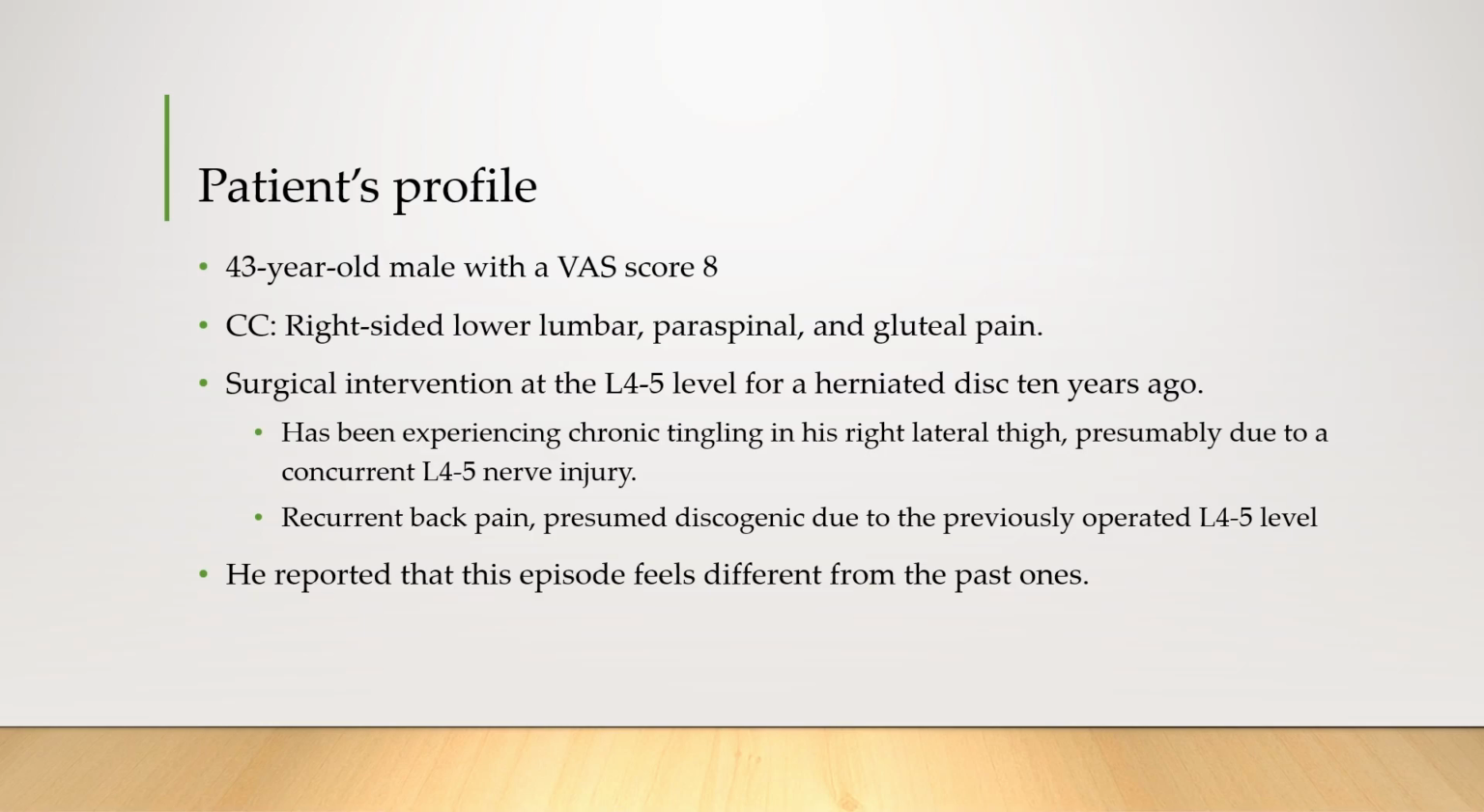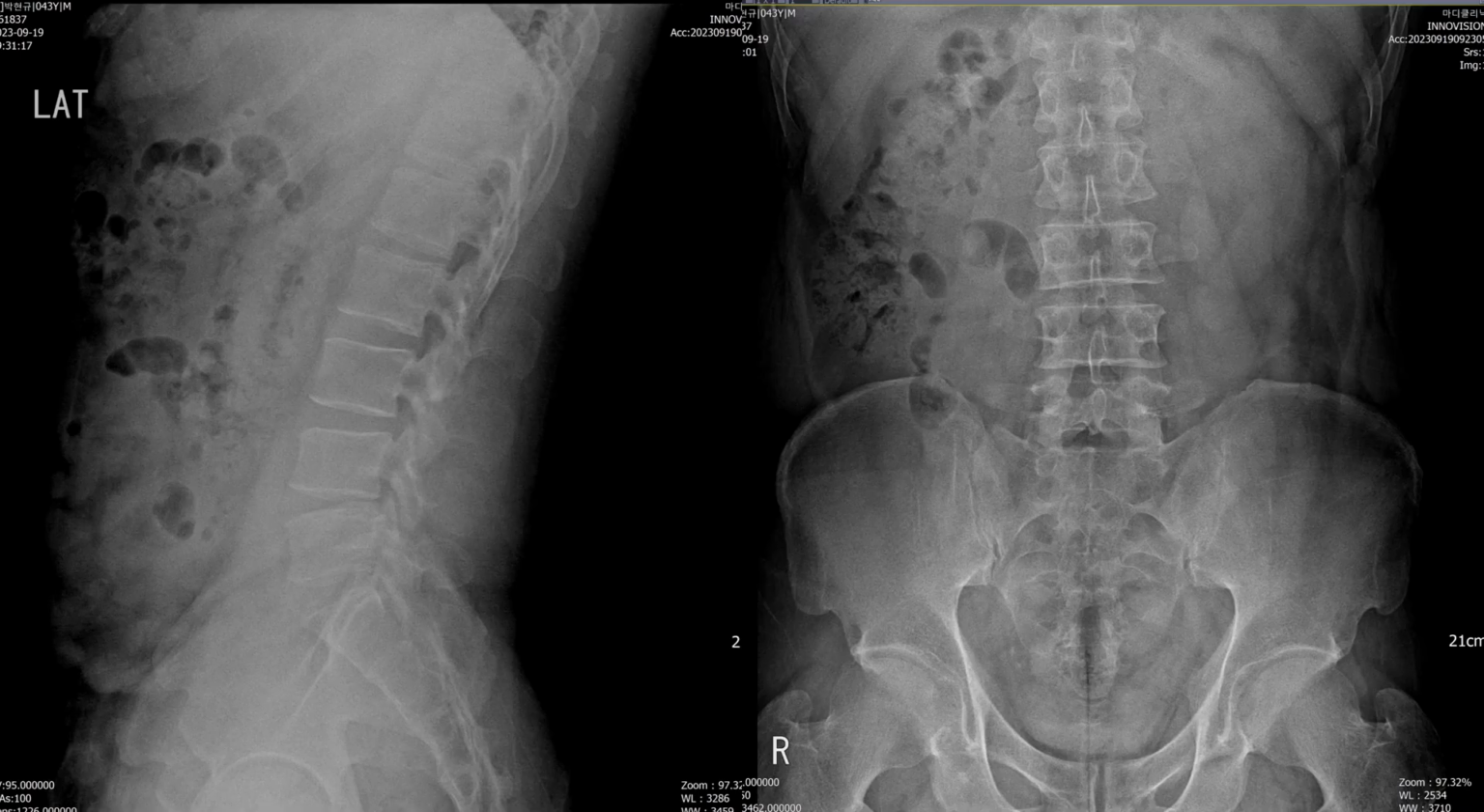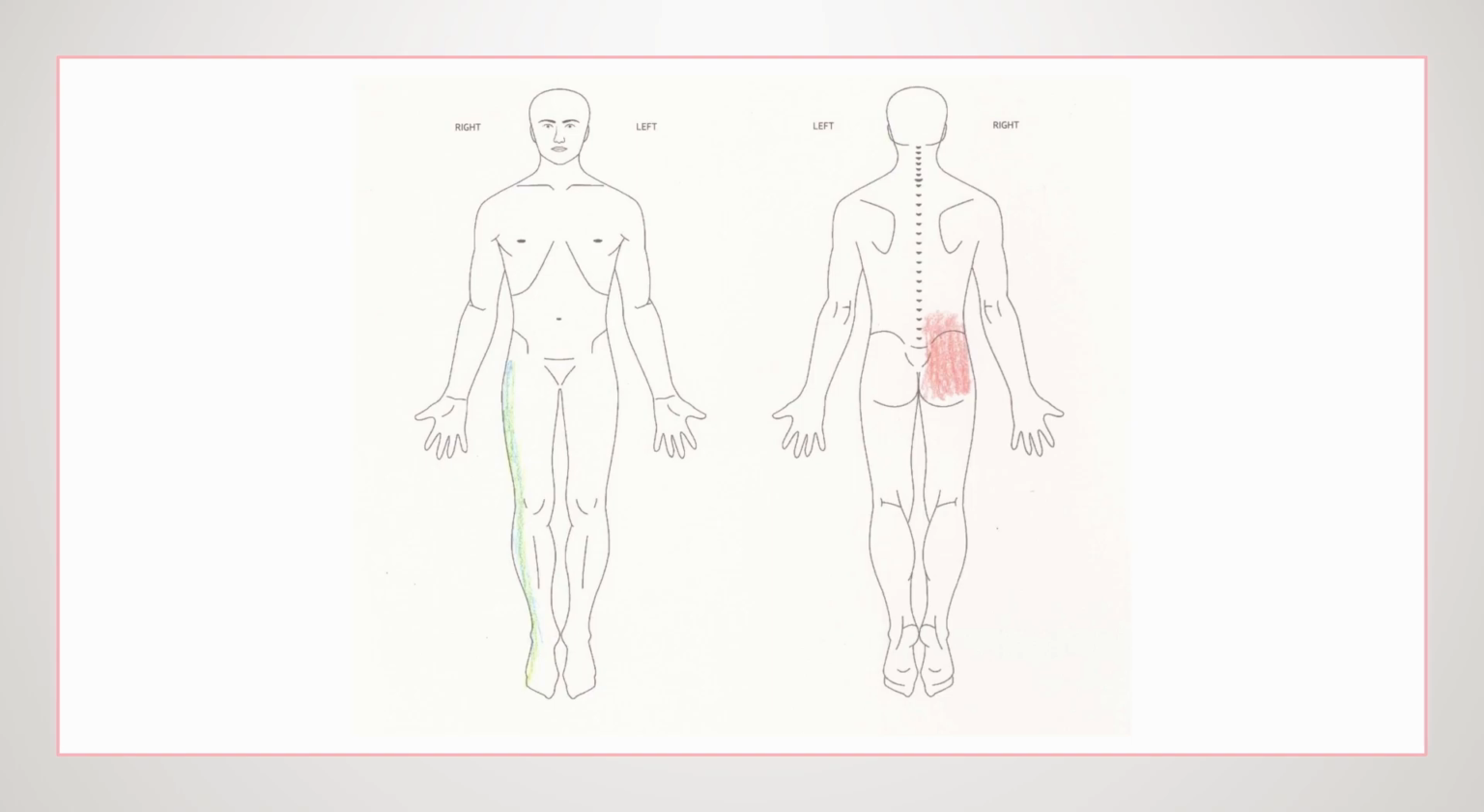Meet our patient. We are discussing a 43-year-old male with a VAS score of 8, complaining of right-sided lower lumbar, paraspinal, and gluteal pain. He has a history of surgical intervention at the L4-5 level for a herniated disc. He has been experiencing chronic tingling in his right lateral thigh, presumably due to a concurrent L5 nerve injury associated with herniated nucleus pulposus. Although he has been experiencing recurrent back pain, presumed discogenic due to the previously operated L4-5 level, he reported that this episode feels different from the past ones.